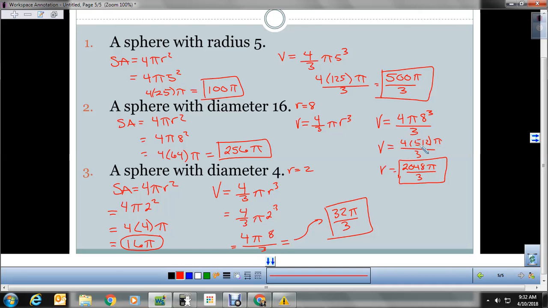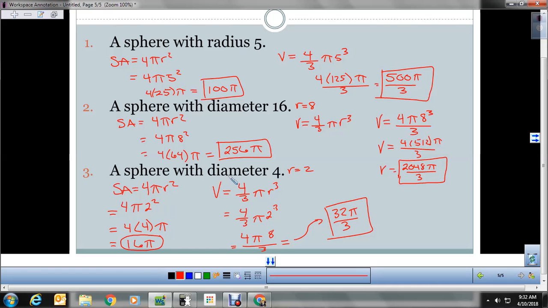Now, 3 doesn't go into 4. 5 plus 1 is 6. 6 plus 2 is 8. So 3 does not go into 8 evenly. So 3 cannot go into 512 evenly. So our answer, you multiply 512 times 4, get 2048 pi over 3.